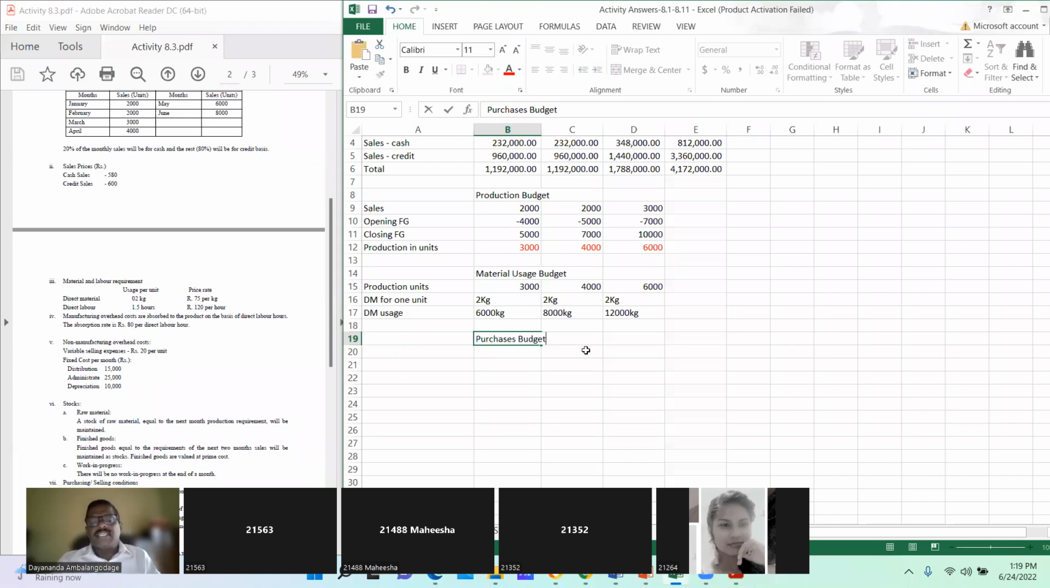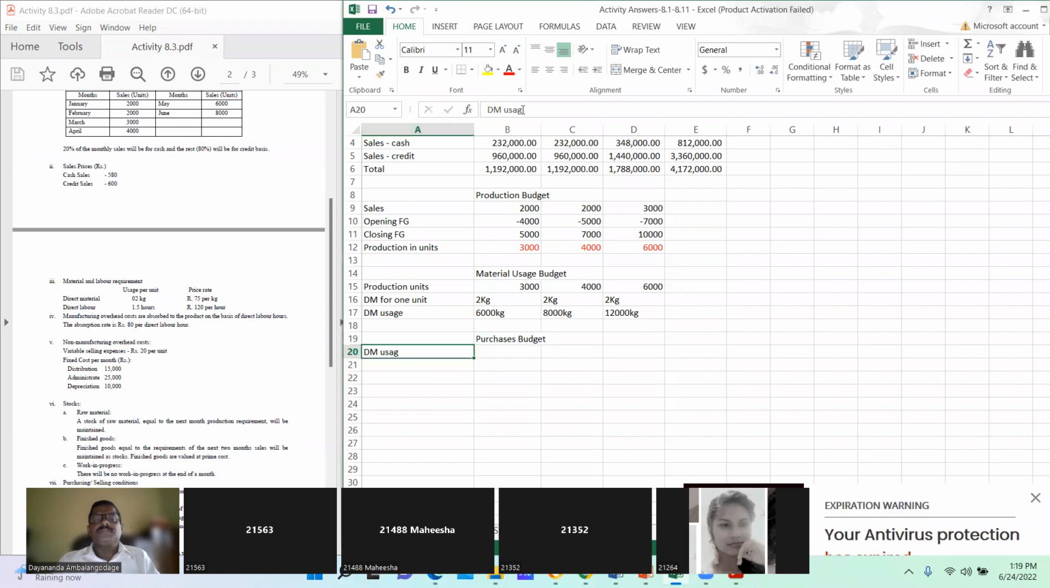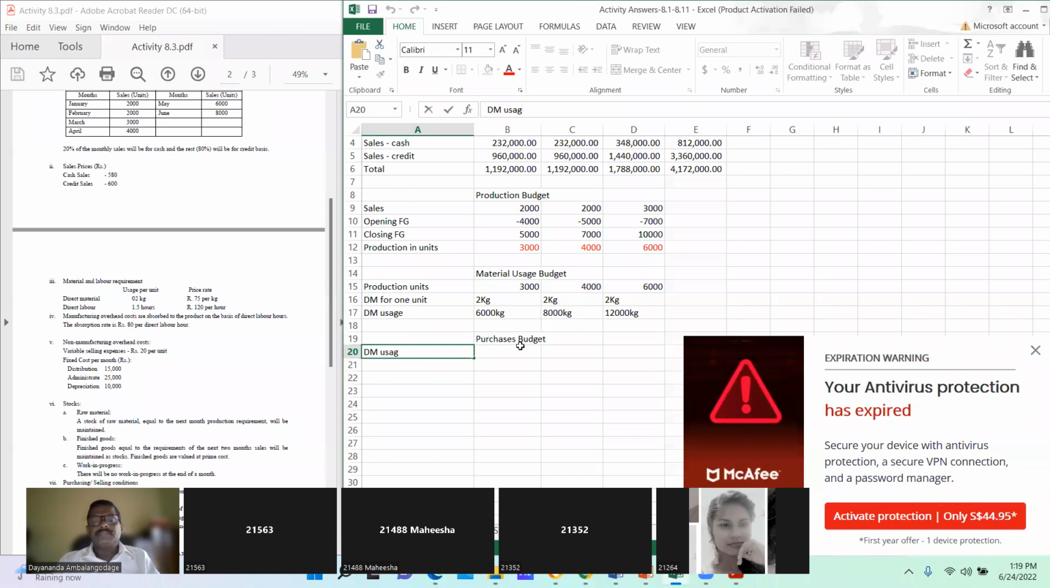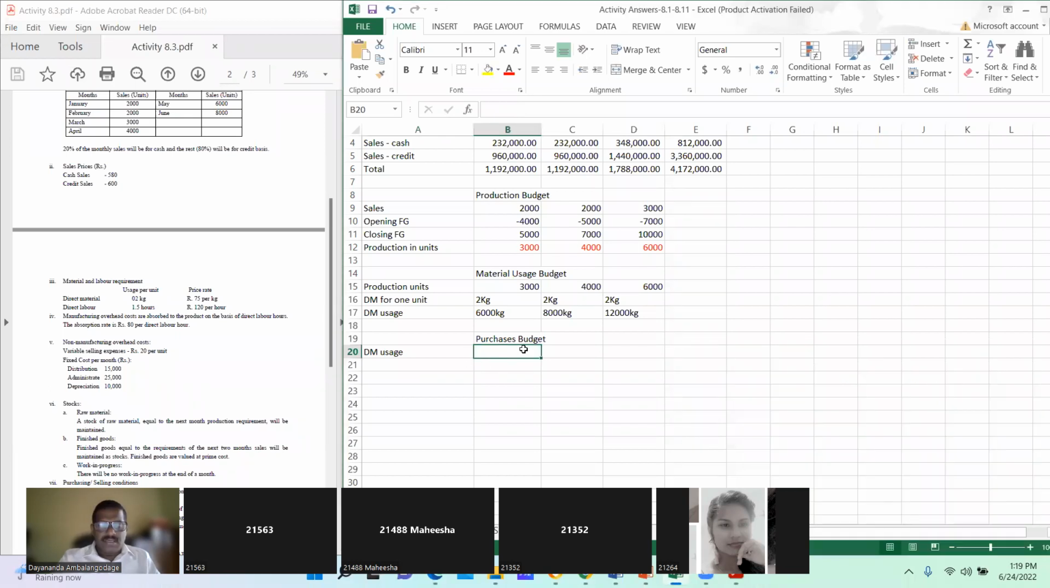So the purchases budget is based on material requirement. You can say direct material usage or requirement. Basically it's usage. It is 6,000 kg, 8,000 kg here, and 12,000 kg.